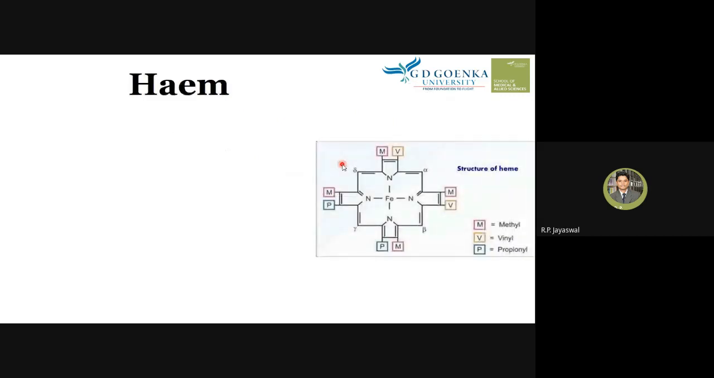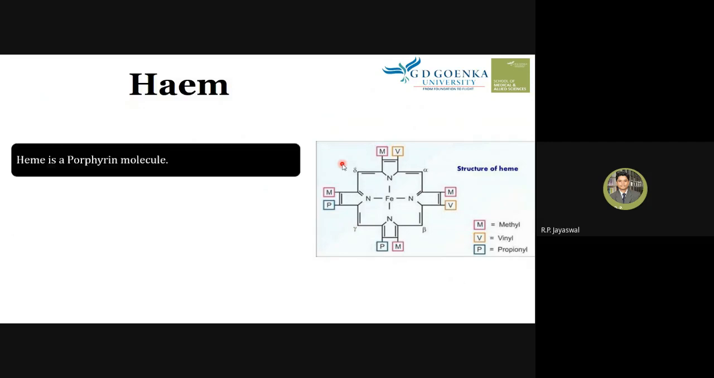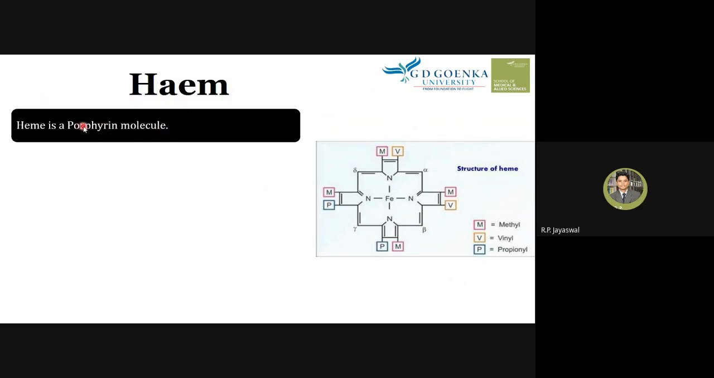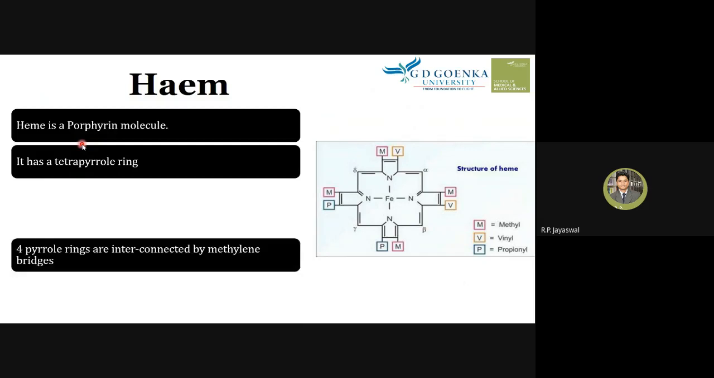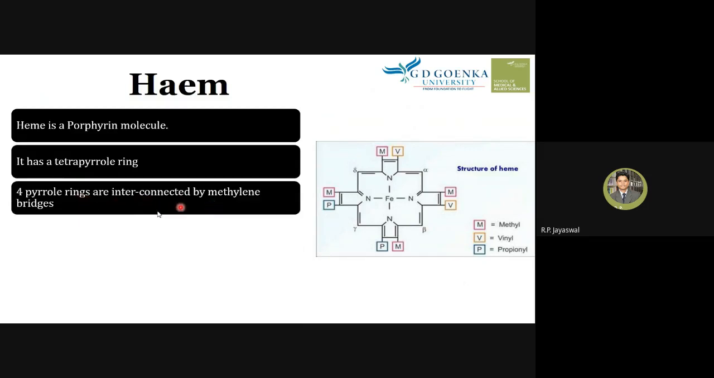Now come to the heme. What is heme actually? Heme is an important biomolecule, an important part of hemoglobin, and this heme is a porphyrin molecule that we have studied in the introduction part. Heme is a porphyrin molecule, and it has a tetrapyrrole ring also. As we know that porphyrin has four pyrrole rings, heme also has four pyrrole rings. Tetra indicates four, and there are four pyrrole rings in the heme also. So the four pyrroles are interconnected by methylene bridges.